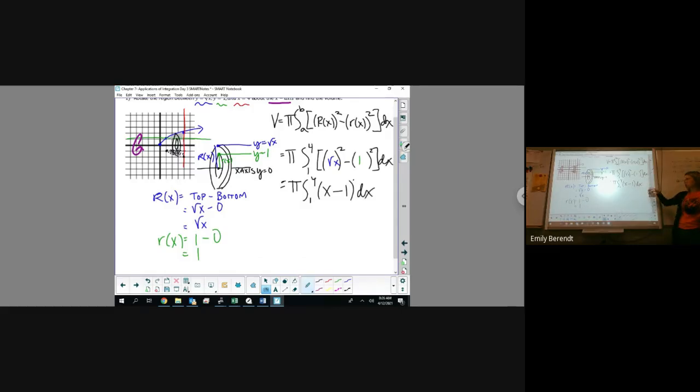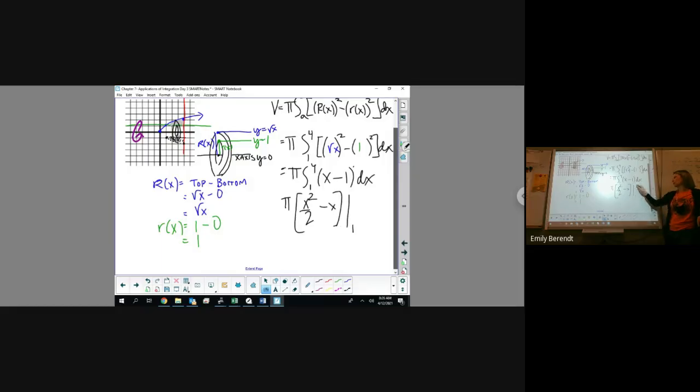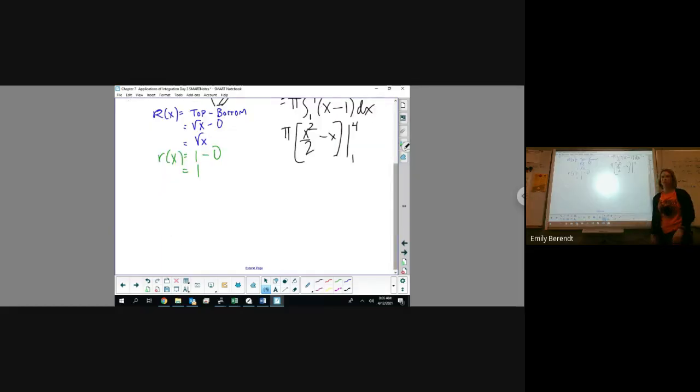All right, now you're ready to integrate. It's just power rules. x becomes x squared over 2. Negative 1 becomes minus x. And we're bounding from 1 to 4. And then it's exactly what we did last time. So, and to answer that, we got 9 halves pi.